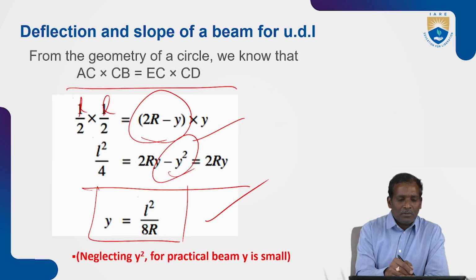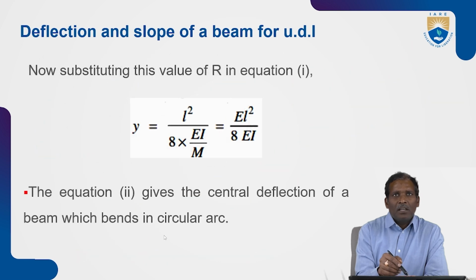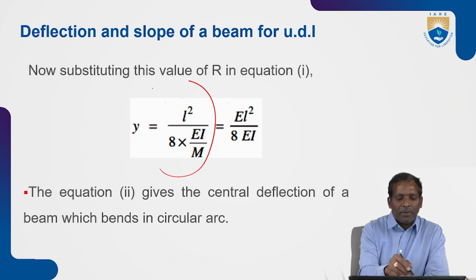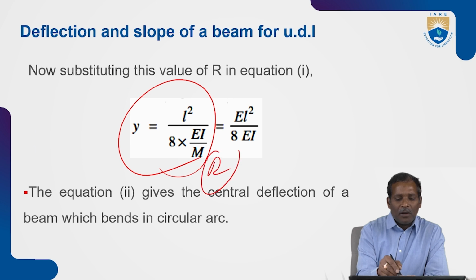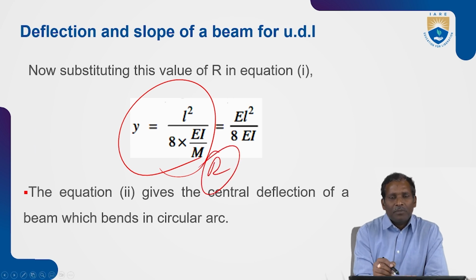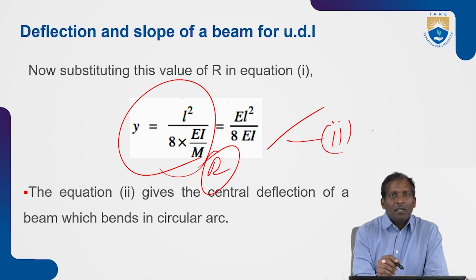So now we got the equation y is equal to L square by 8R. Substitute in place of R, EI by M, and you will get y = M L square by 8EI. This second equation gives the central deflection of a beam which bends in a circular arc. It gives the central deflection.